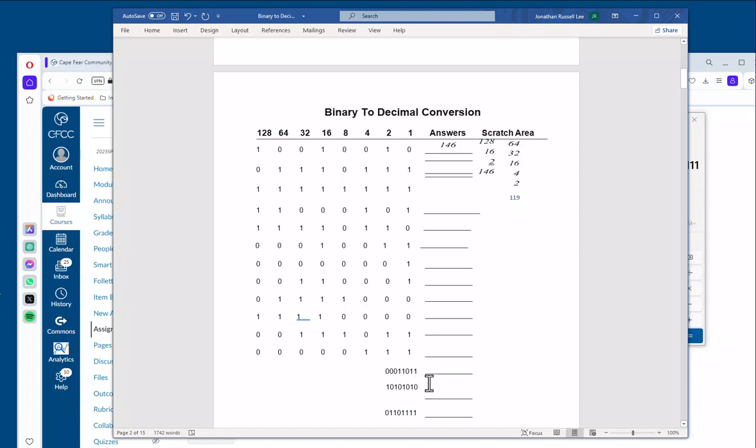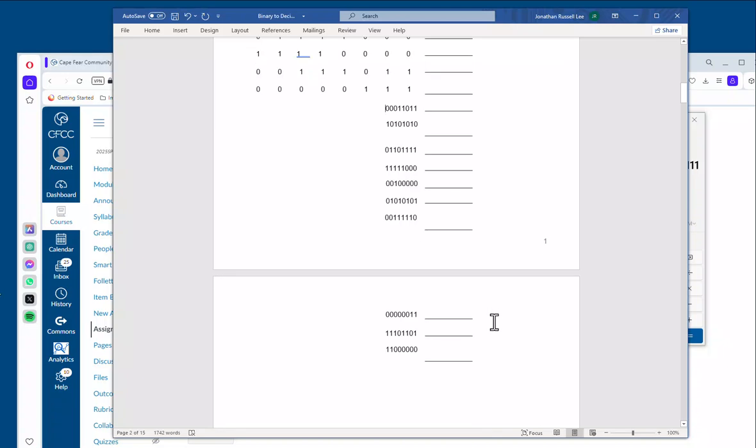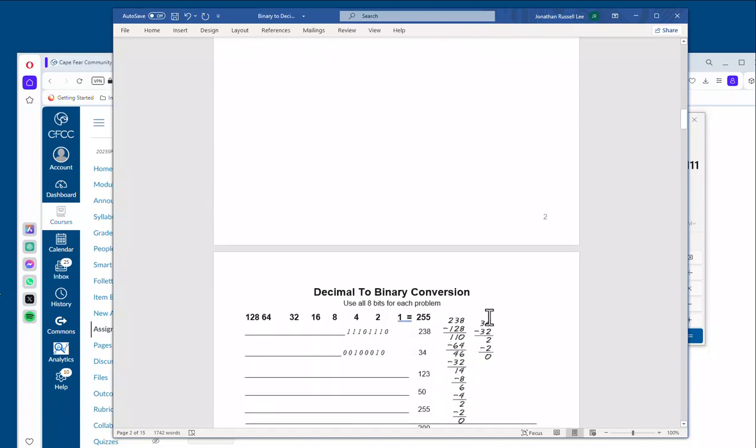Now, whenever you're doing these problems, if you see that this last number here is a 1, then you know your answer is going to be odd. If the last number is a 0, then you know your answer is going to be even. So that's another quick way that you can check your work.